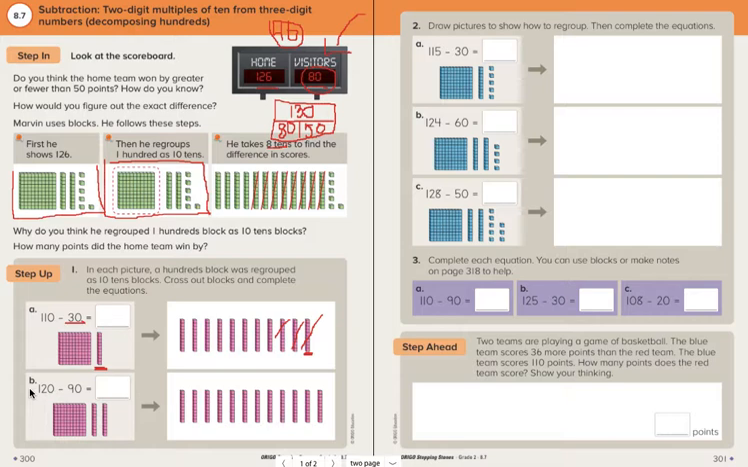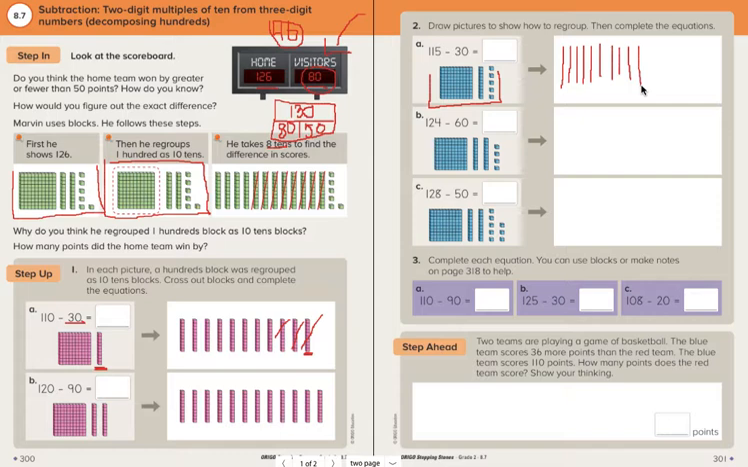Okay, same thing for B. But over here for number 2, draw pictures to show how to regroup. Then complete the equations. So over here, they did give you the starting total, which is 115, but it's your job to make the picture with regrouping this hundreds box into tens. So I'm going to do this one with you. So we're going to take away that 100 and add 10 tens box. 1, 2, 3, 4, 5, 6, 7, 8, 9, 10.